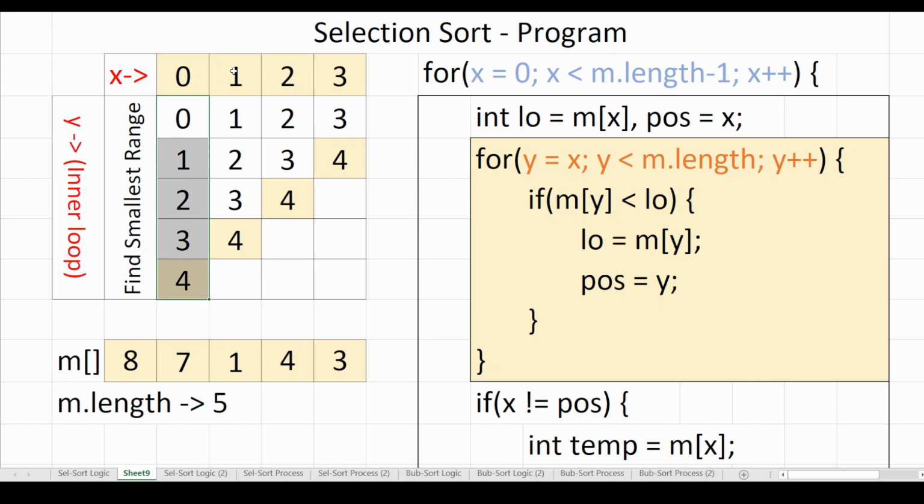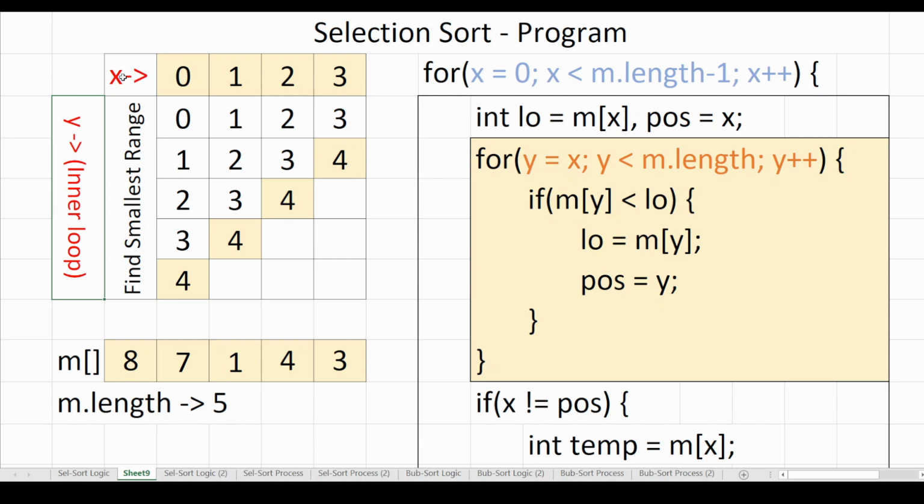If I am on position 1, it will start from 1, go up to the end. If I am on position number 2, it is going to start with 2 and go up to the end. Now you can see the inner loop. I have decided that I am going to use the variable y for it. For the outer loop, I am going to use the variable x for it.